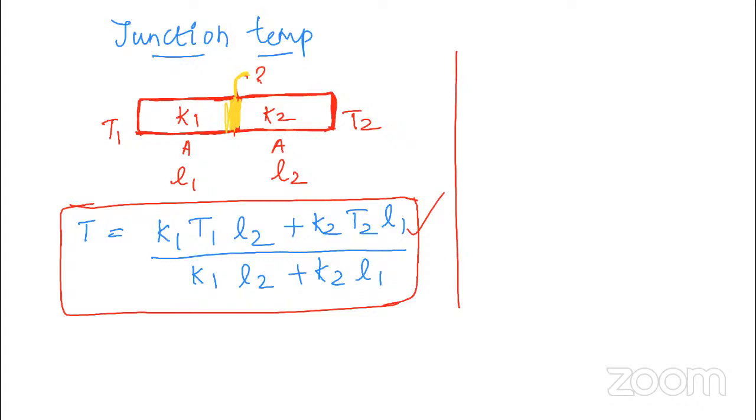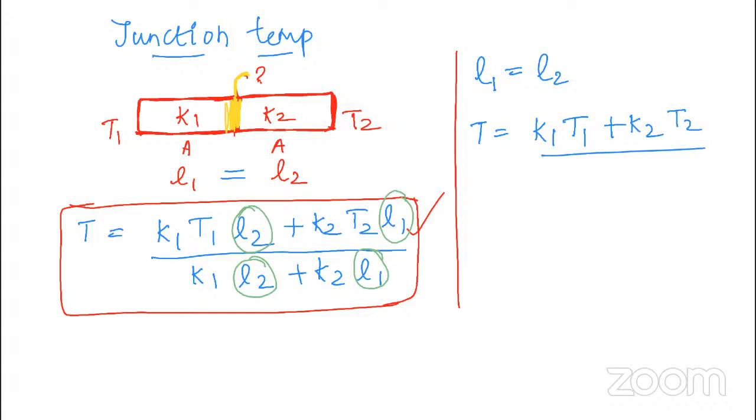Suppose in this case the lengths L1 and L2 are equal, then the formula changes. L1 and L2 are taken as identical, and the area is also identical, so we did not bring area into the formula. Since the lengths are the same, we leave out L1 and L2 and write only the remaining terms. When L1 is equal to L2, the formula to calculate the junction temperature is K1 T1 plus K2 T2 divided by K1 plus K2.